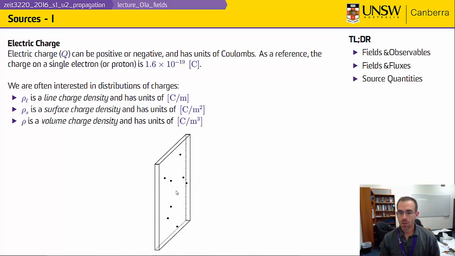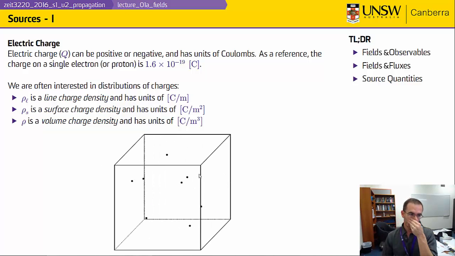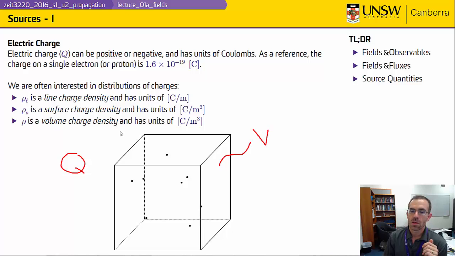If I took that same total charge Q, and now I distribute it across an area, I now have coulombs per square meter, and that is a surface charge density, rho sub s. And if I take that same amount of charge Q, and now I put it in a volume V, I'm going to have a volume charge density of coulombs per cubic meter.